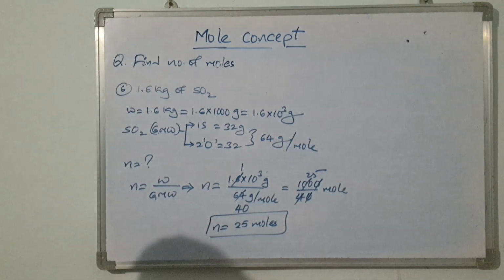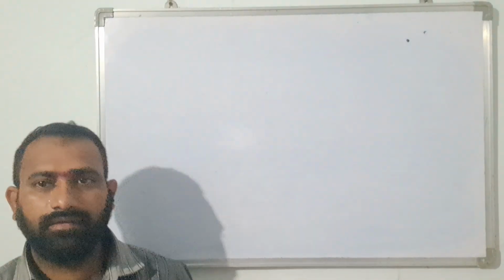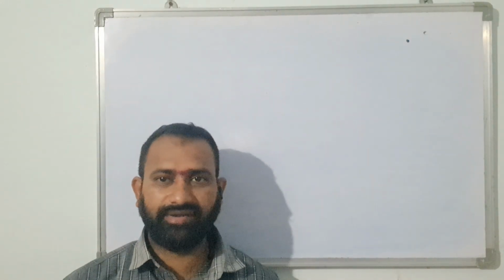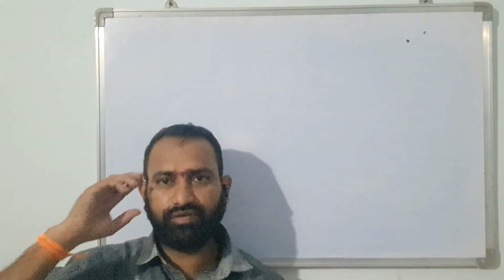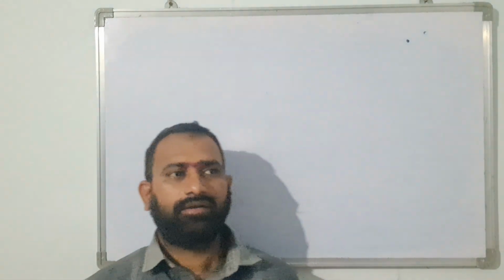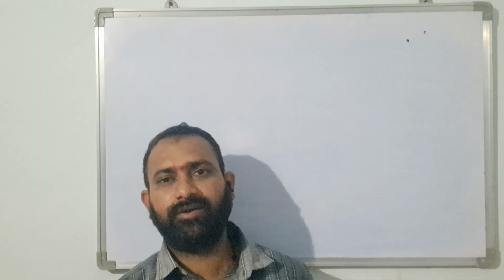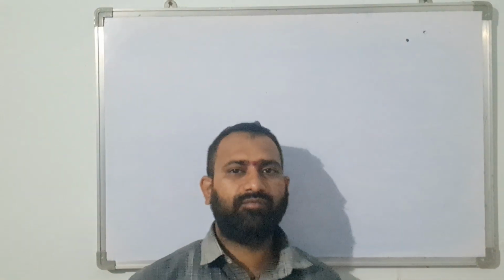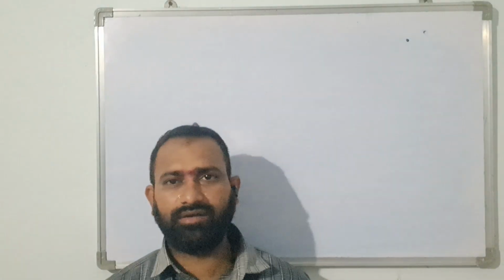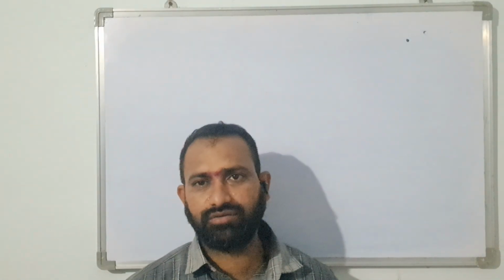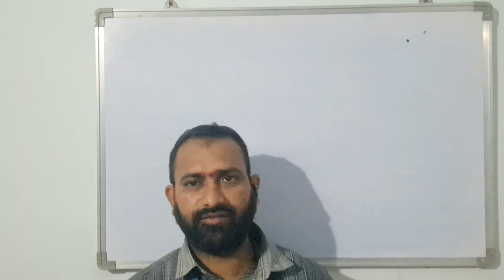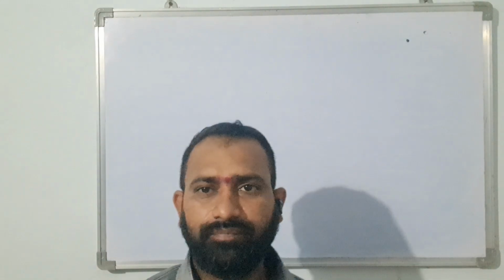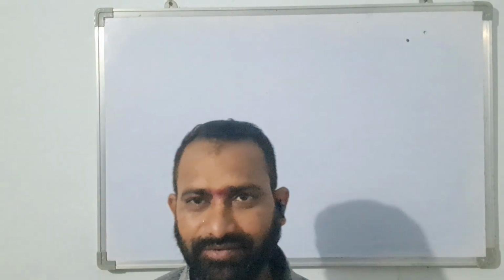Note it fast, children. In this way we should calculate number of moles when mass is given, by using these two formulas. First one, number of moles is equal to given weight by gram atomic weight for atoms. And second one, number of moles is equal to given weight by gram molecular weight. By using these two formulas we should calculate number of moles. Understood, children? We continue this topic in next classes. Thank you very much.